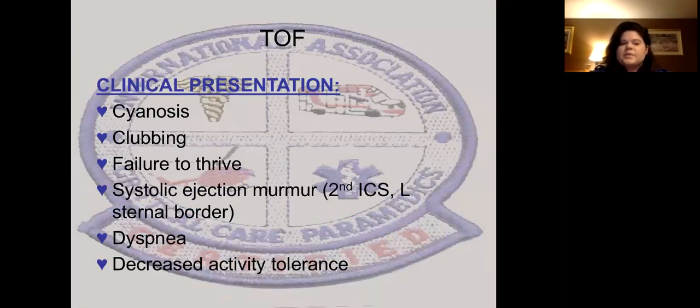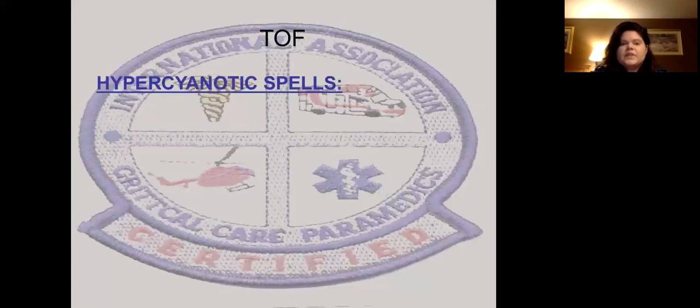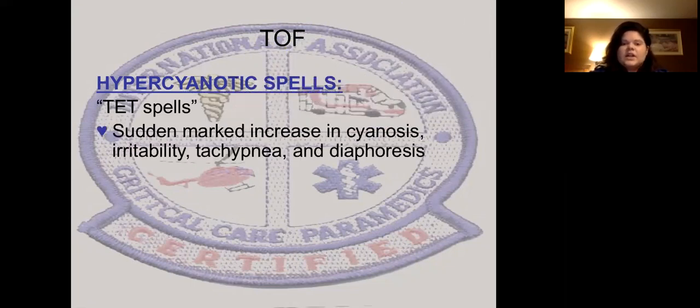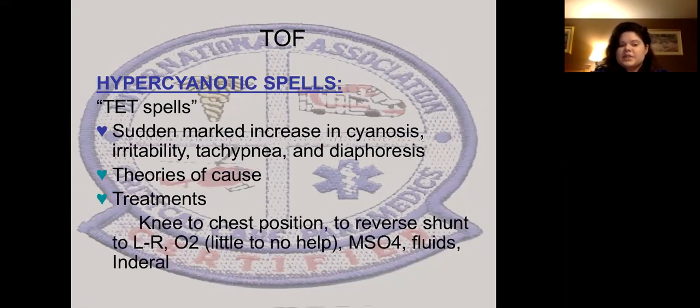They're going to be super cyanotic. They could have clubbing of their fingers, failure to thrive, decreased activity tolerance. And there is a position that a lot of these babies like to assume that kind of helps with being so hypoxic and getting some oxygen. They could have hypercyanotic spells. They're called TET spells. They're going to have a marked increase in cyanosis and irritability. There are different treatments, and this position is what I was talking about.